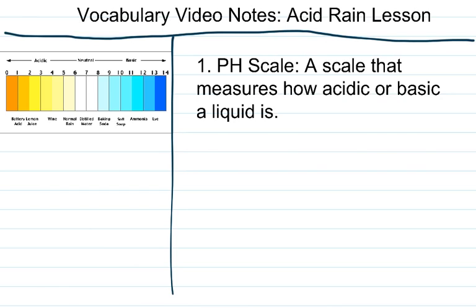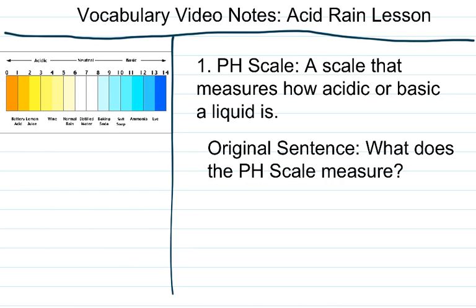Alright? So the original sentence I came up with today, and underline the term within the sentence, is: what does the pH scale measure? I'm going to underline pH scale. Do you see how I use the term pH scale in a sentence? Do the same thing. And you can make a question like that too, or it can be just a regular sentence. But make sure the sentence makes sense and it uses the words correctly. If you didn't catch that, rewind it. Watch it again if you have to.